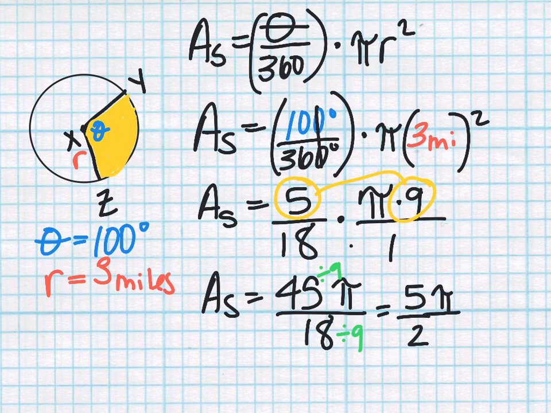If you want to get a decimal version, most of the time this answer will be totally fine by me. But if I ask you to on a quiz or something, you can also just do 5 times pi and then divide that by 2. And we get area of a sector in decimal form for this is 7.85 square miles.